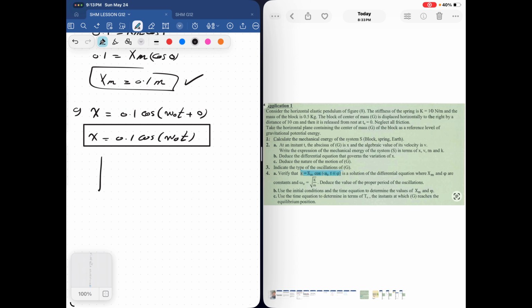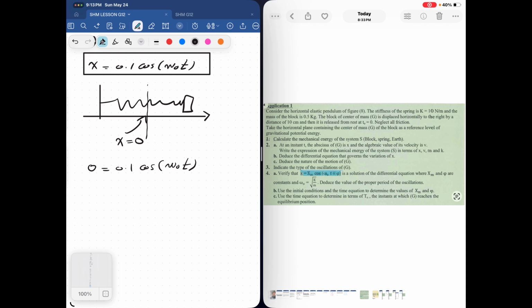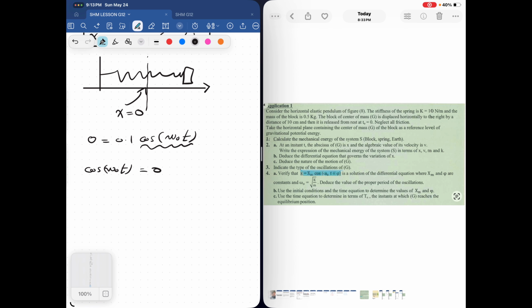Now, what is special about the equilibrium position? The equilibrium position is the position where x is equal to 0. And so we have something to put inside the time equation, meaning that 0 must be equal to 0.1 cosine w0 t. And so we know that now cosine w0 t must be equal to 0. Now, when is a cosine of something equal to 0?